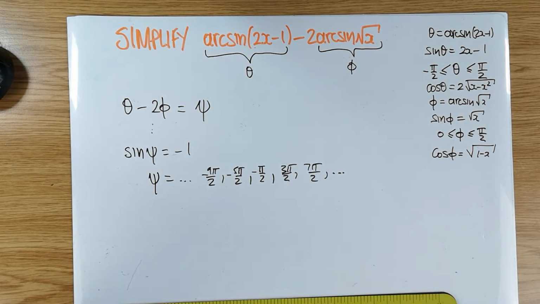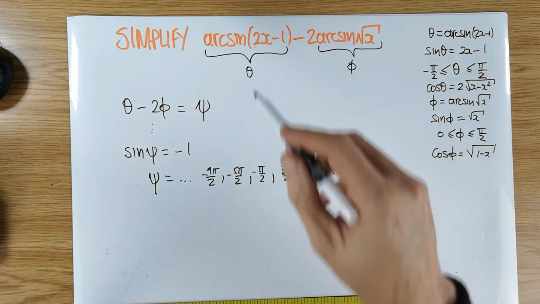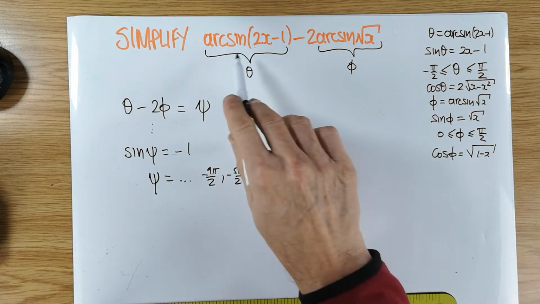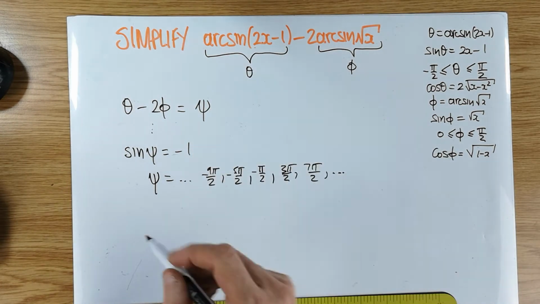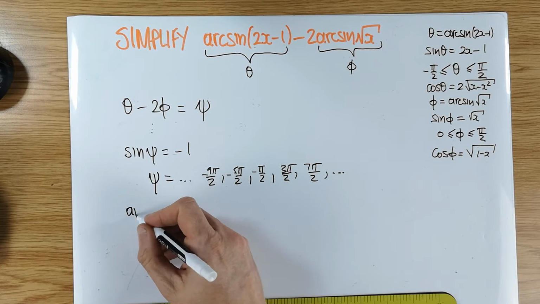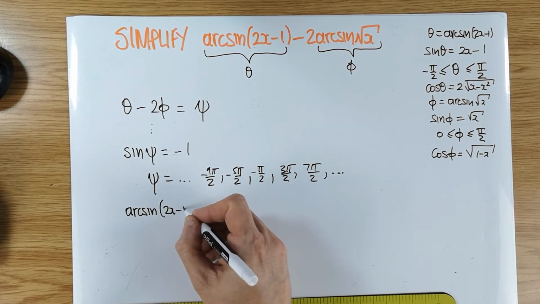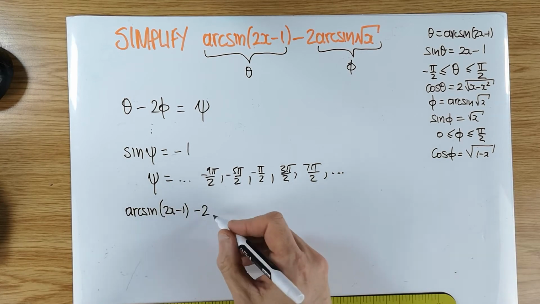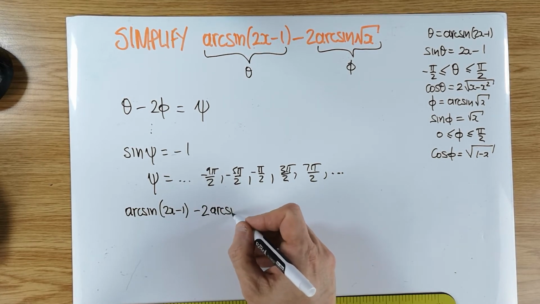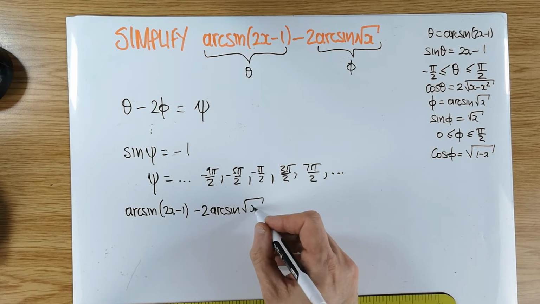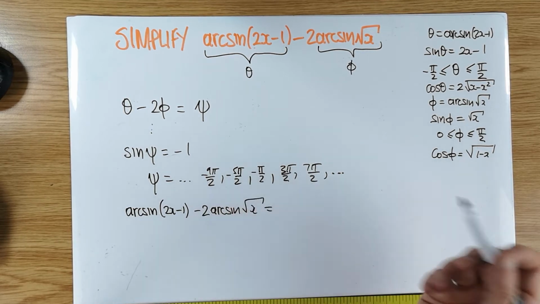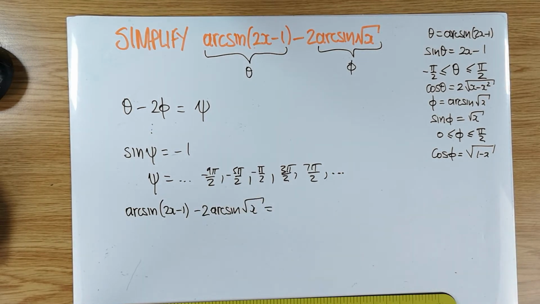So the question is, remember your psi is this thing here. So far, we found that the arc sine of 2x minus 1 minus 2 lots of the arc sine of the square root of x is one of these numbers. Well, an infinite set of numbers. So which one is it? It's not too difficult actually to find out which one it is.